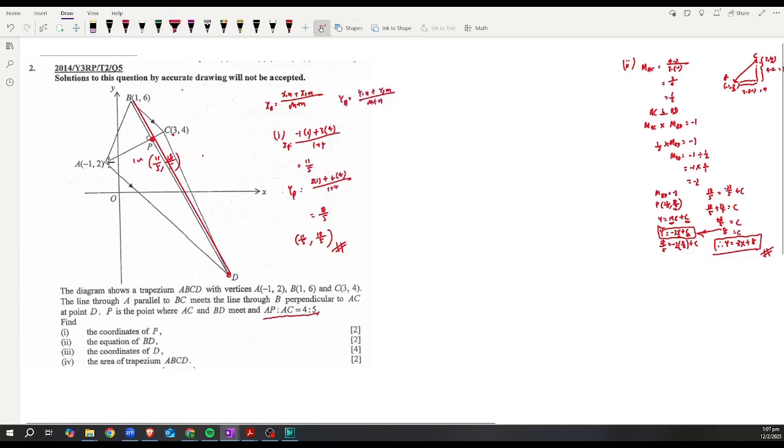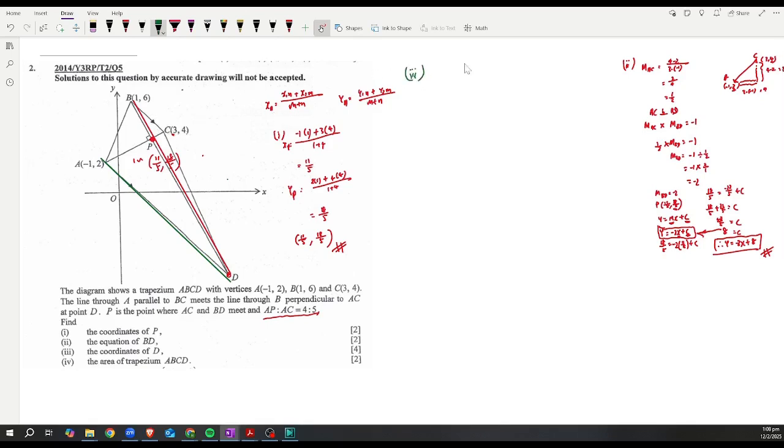AD is parallel to BC, and we have the coordinate A, which lies on the line. So that means it's possible to find the gradient, and we have a coordinate that lies on the line. Why is it possible to find the gradient? We only have one point on this line, so we can't do rise over run. But since it's parallel to BC, we can find the gradient of BC, and that will be the same gradient for AD.